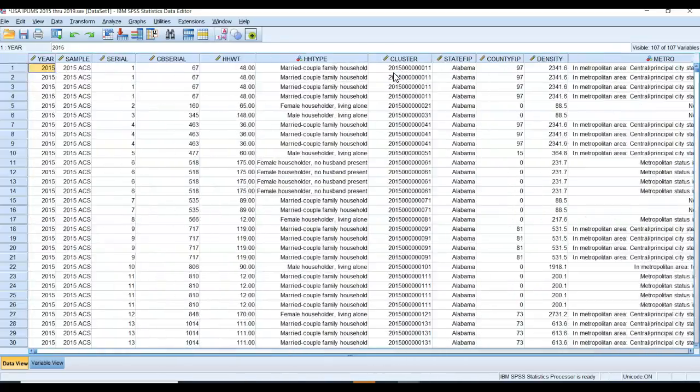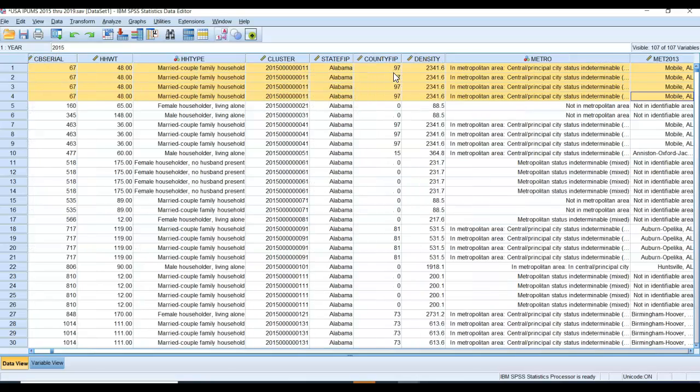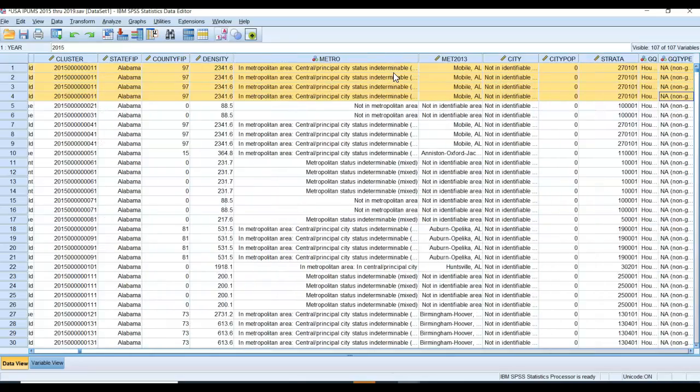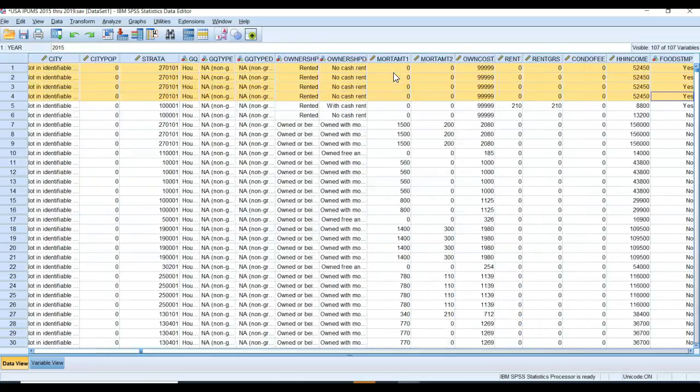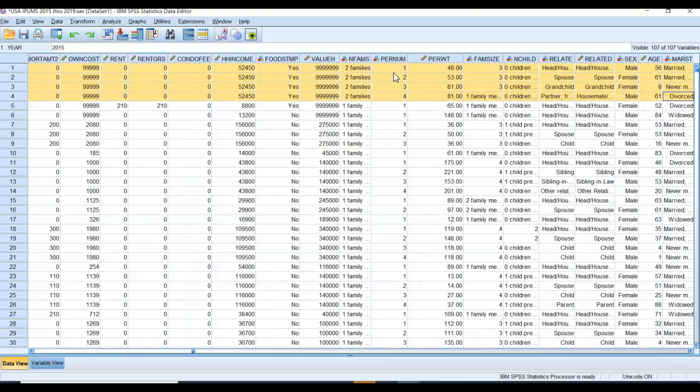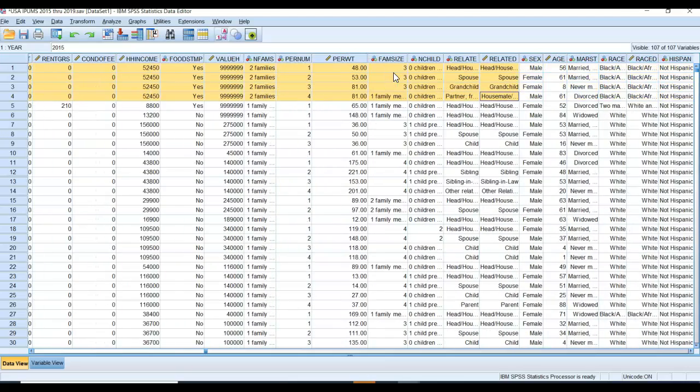If we look down here for 2015, notice the serials here, this is because these 4 individuals are in the same household. If we follow these 4 individuals across, these are 4 people in the same household, so notice that their numbers all the way through here are exactly the same. Household income, because they're all in the same household, 2 families. Where it changes, of course, is once you get to person. So here are the person numbers, 1, 2, 3, and 4. The person weight, don't worry about that right now. So family size 3, and then one family member out here.